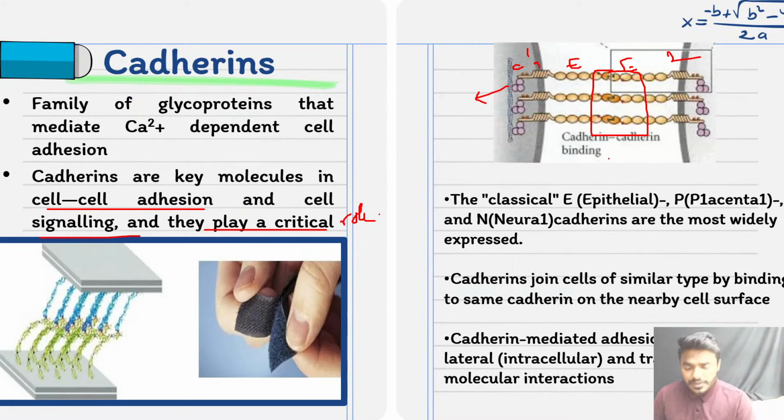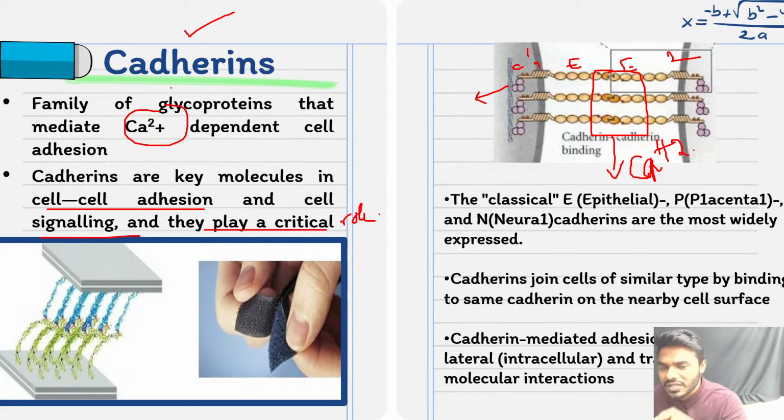Now you can see, friends, that two extracellular domains are associated with each other. Yes or no? Of course yes. Two extracellular domains are associated with each other with the help of calcium. That's why you have to remember the statement that cadherins are calcium dependent molecules. Kindly do not get confused with this particular statement.